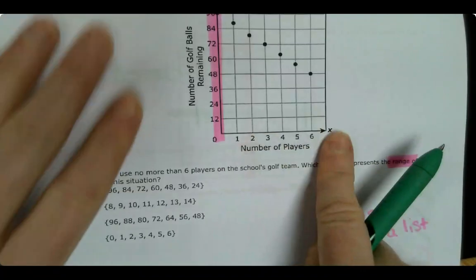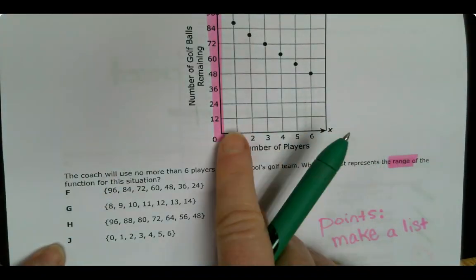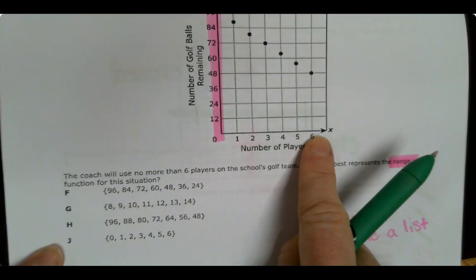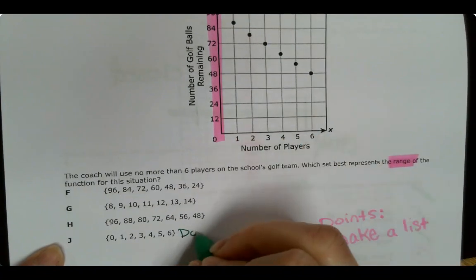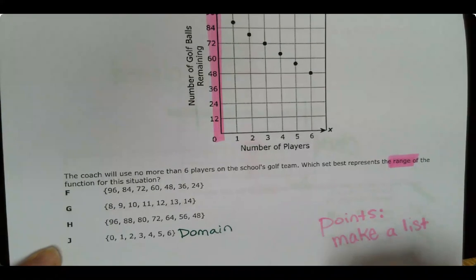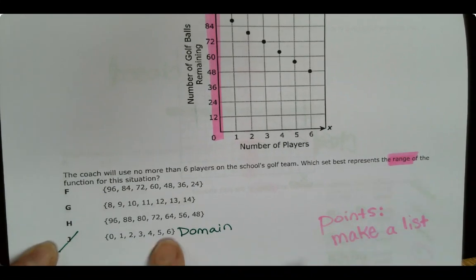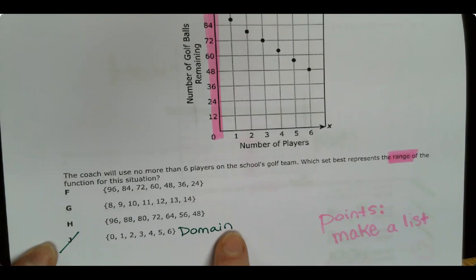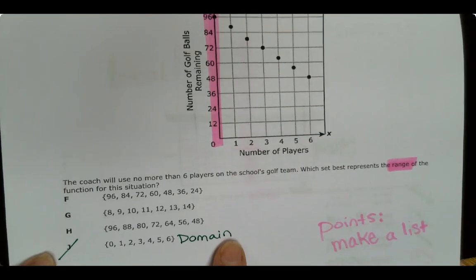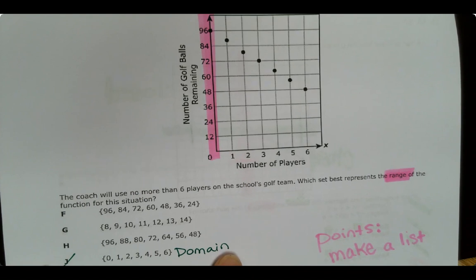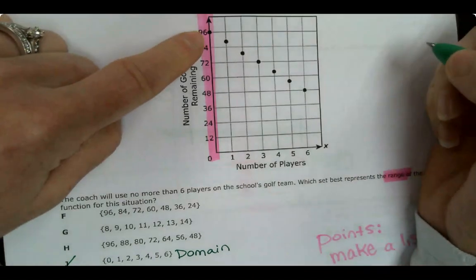If you look at your answer choices, look at J. J is the domain, but we're asked for the range. Every time they will put the domain on there just to see if you really know what domain and range are. So J is out because it lists out the domain, the X values. We just need to make a list of the Y values. The Y's are how high it goes.